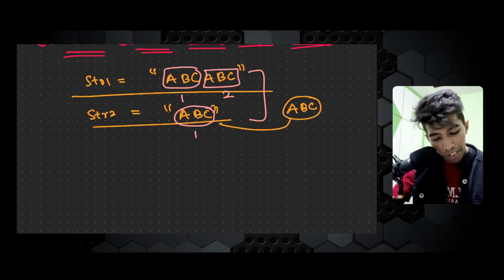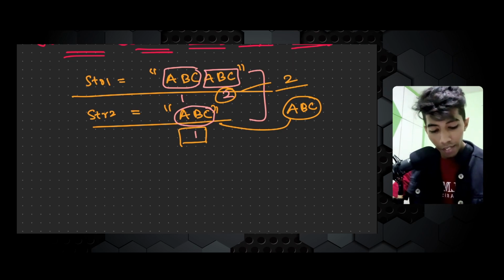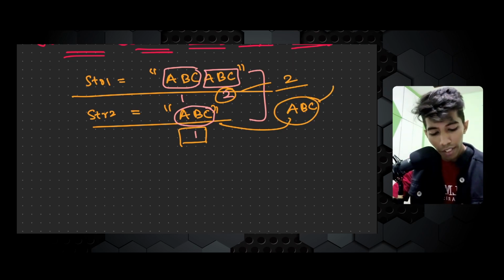If I divide ABC by ABC, then it will be returning me 1. If I divide this thing by this, then it will be giving me 2. So now you can see that this particular string can easily divide these two strings.